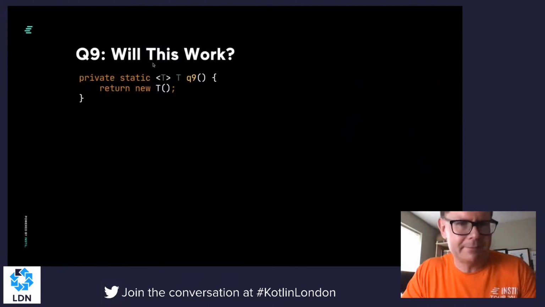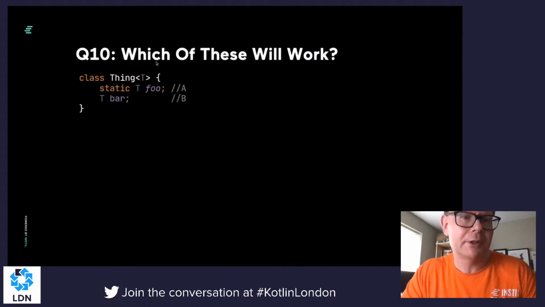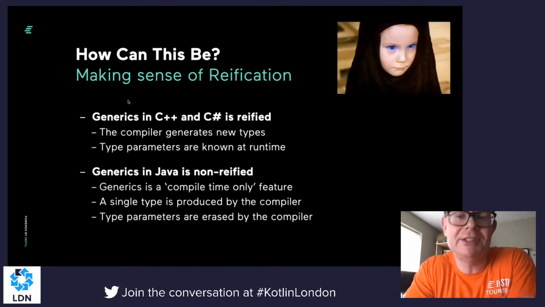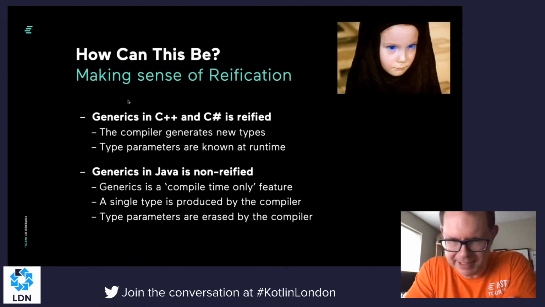And then the final thing, before we leave Java behind, can I do this? No, sadly not. I cannot create a new T. Or you see here, we're trying to create a static field of type T and an instance field of type T. Can I do these? Well, only one. Which one? B. I can only do B. And that's because generics on the JVM is non-reified. Okay, so again, what does that mean?